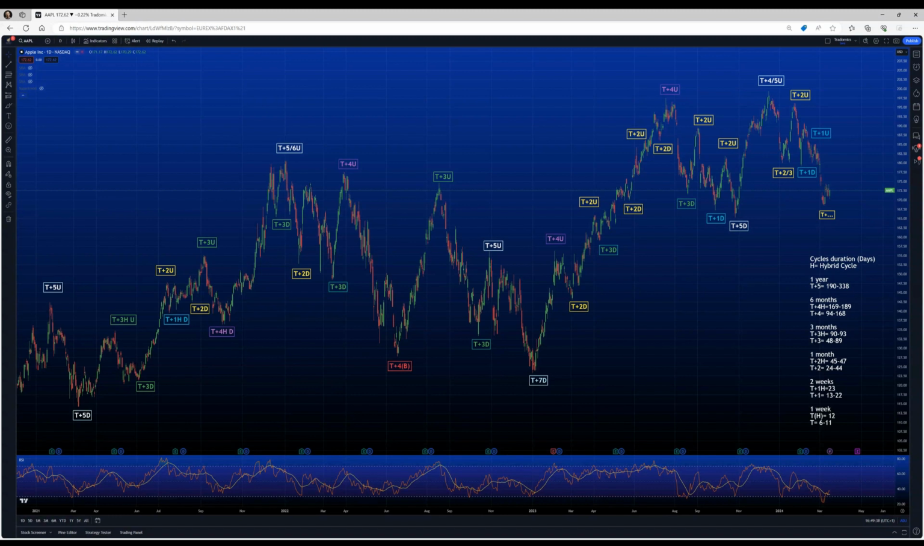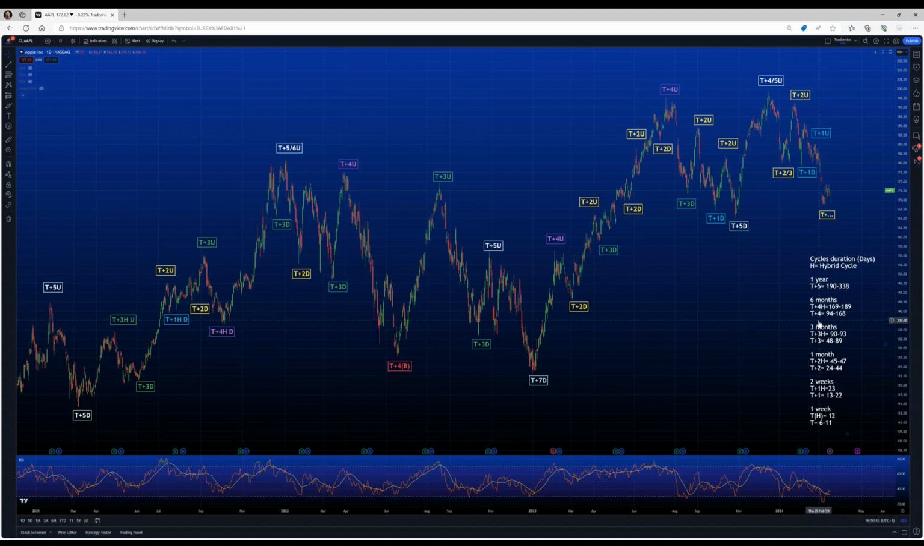So let's focus now on the chart of Apple and let's see how we framework the chart in cycles. In all the videos that we will be issuing, on the right hand side you can see a legend of cycle duration expressed in days. We have also special cycles that are called hybrid cycles that are between a cycle of a degree lower and a degree higher. A T plus 5 is a yearly cycle between 190 and 338 days.